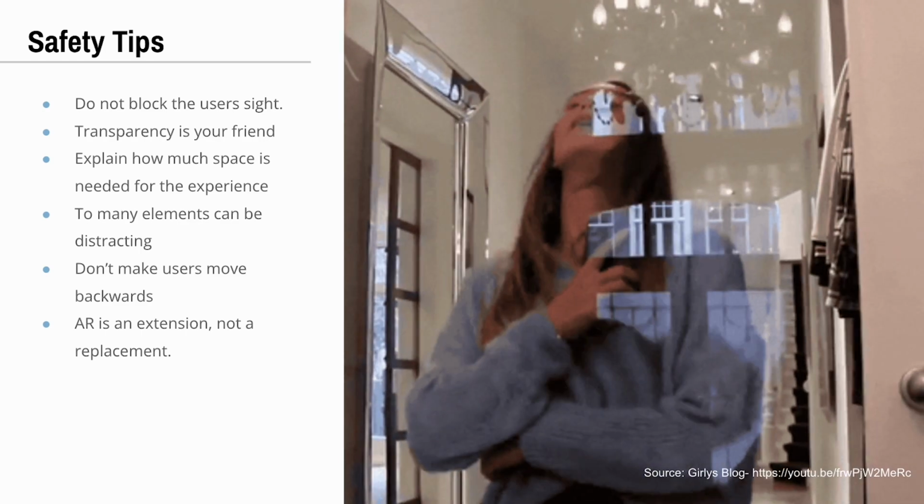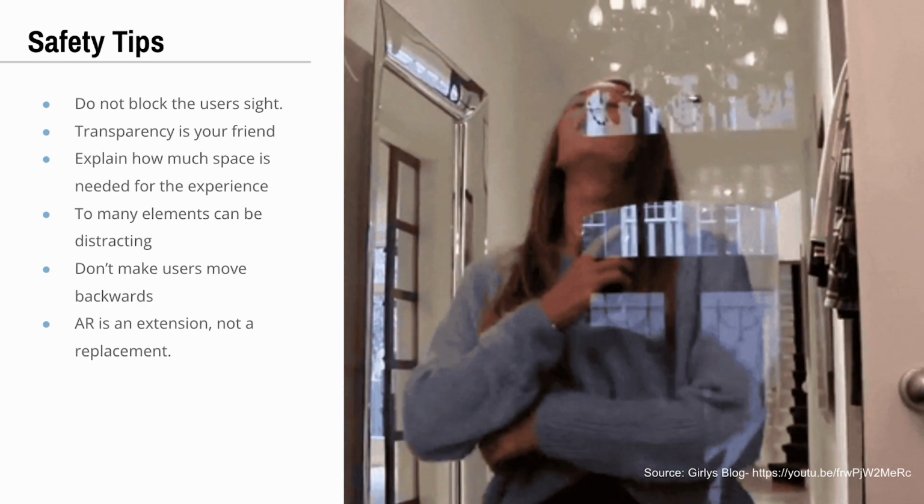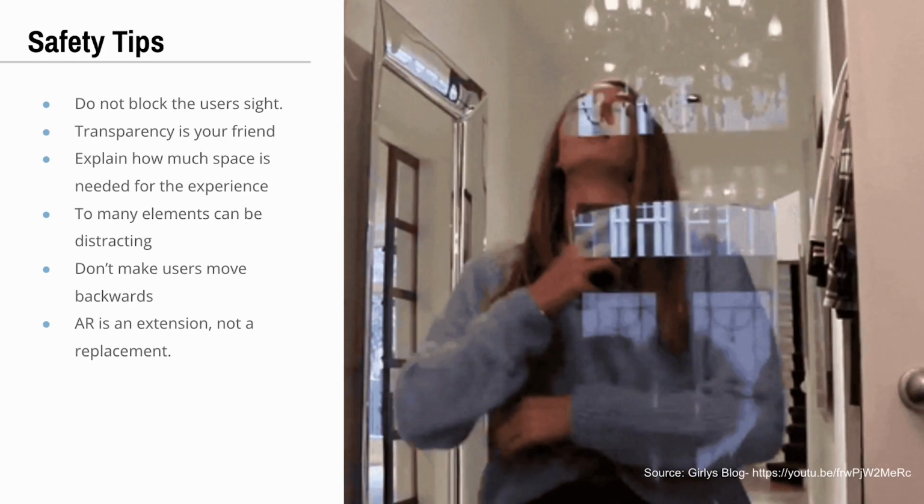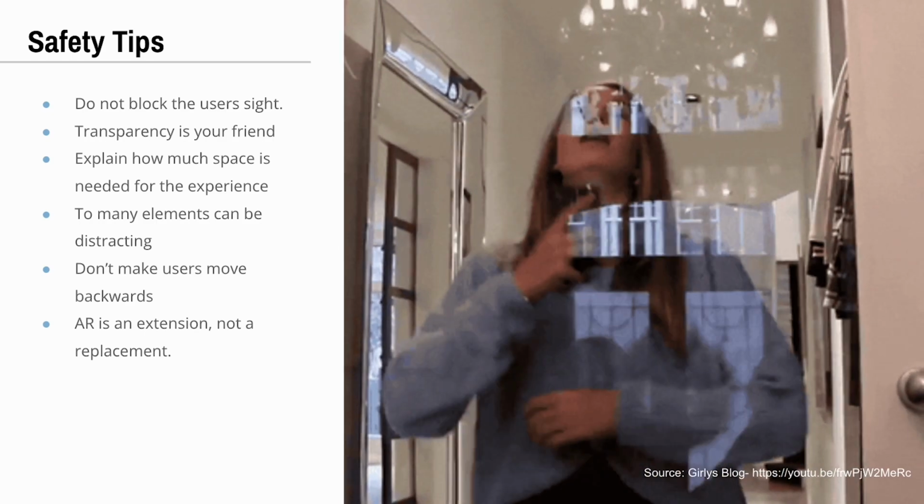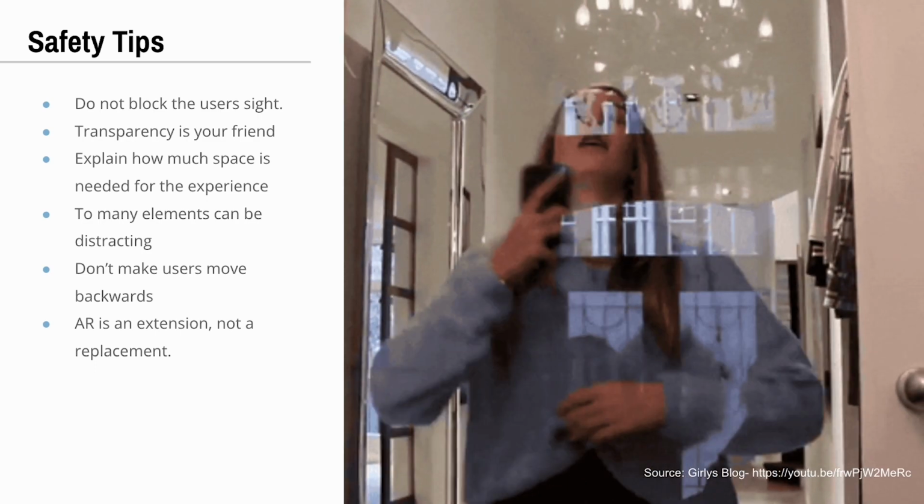You don't want to startle the person, because your experience needs to be used in a big space, and then they look up and they're kind of thrown off guard. So you just want to be careful and make sure you're explaining how much space is needed for your experience. Too many elements can be distracting. Same thing that applied in virtual reality, too many things happening. You don't want to do it in augmented reality.